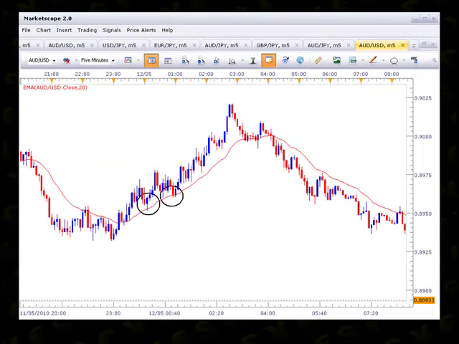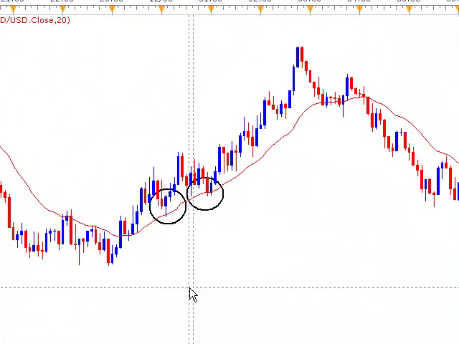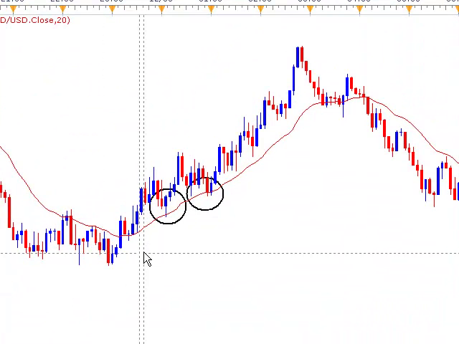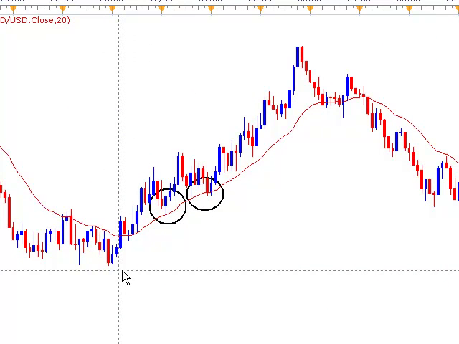Now, a moving average can act as support for the market price. This is when the price is above the moving average and comes back down to it, and the price may bounce off the moving average and then resume the trend. This has occurred in this chart, in the two locations where the price is circled.